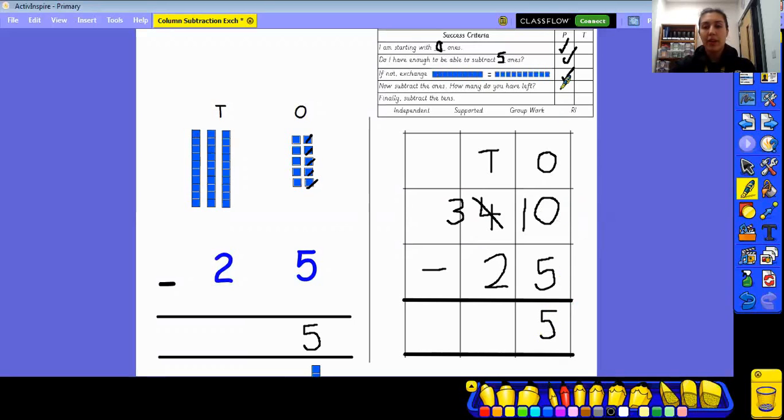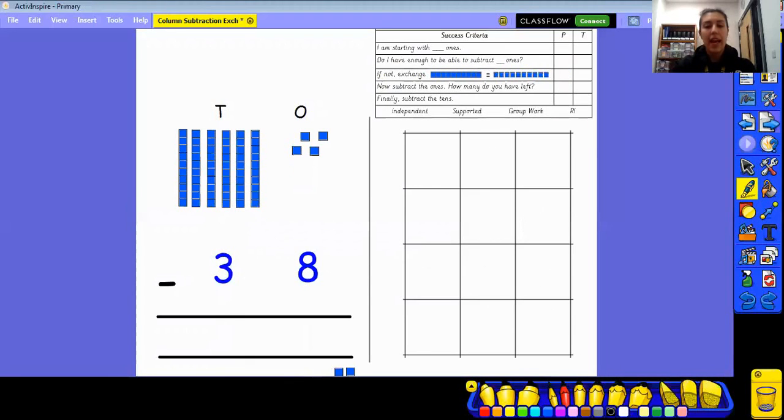And then when I've worked that out, I can finally go on to my 10s and do 3 10s, take away 2 10s. So over here you can see I've got 3 10s. I'm taking 2 of them away, and that leaves me with 1 10.